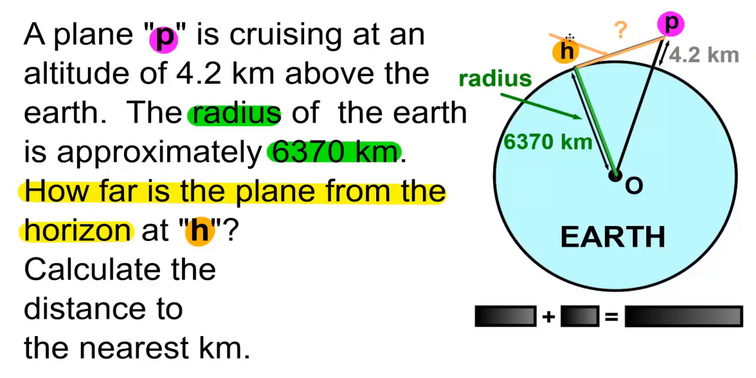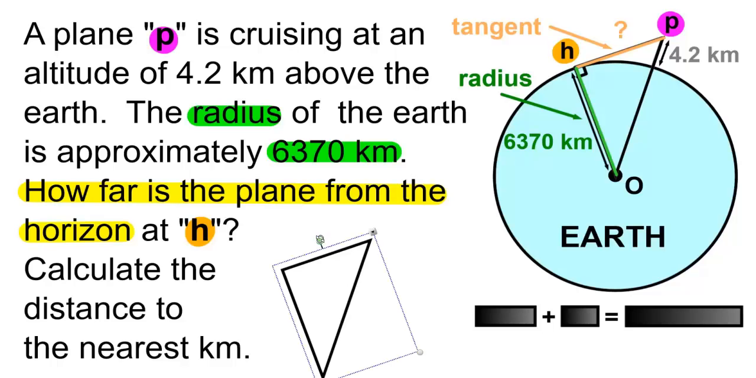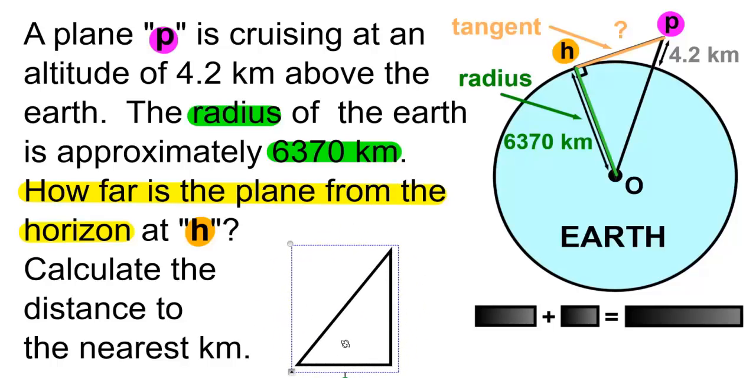Line PH is also known as our tangent line. And the tangent radius property states that when a tangent and radius meet on a circle at a point of tangency, this will create a 90-degree angle. And if we have a 90-degree angle, we have a right angle triangle. Redraw the right angle triangle and we'll solve for the unknown side using Pythagorean theorem.